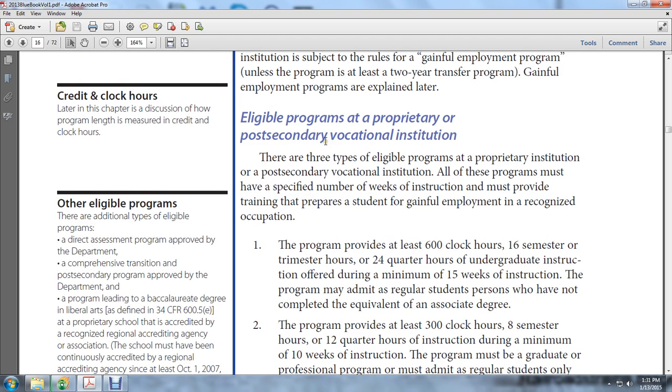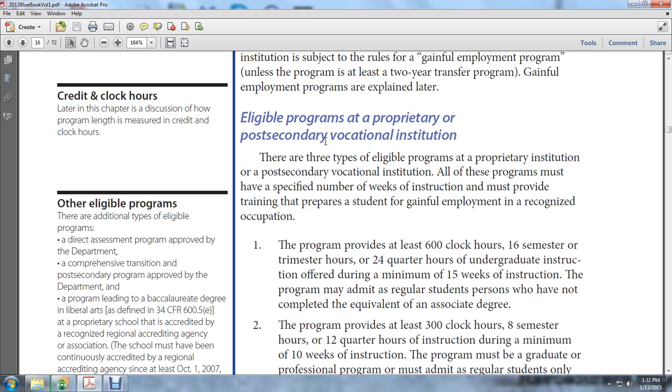Here we're going to read the eligible programs for a postsecondary vocational institution. There are 3 types of eligible programs at a preparatory institution or postsecondary vocational institution. All these programs must be of specified numbers of weeks. Instruction must be provided, and training must prepare the student for gainful employment in a recognized occupation. The program provides at least 600 clock hours, 16 semester or trimester hours, or 24 quarter hours of undergraduate instruction offered during a minimum of 15 weeks.